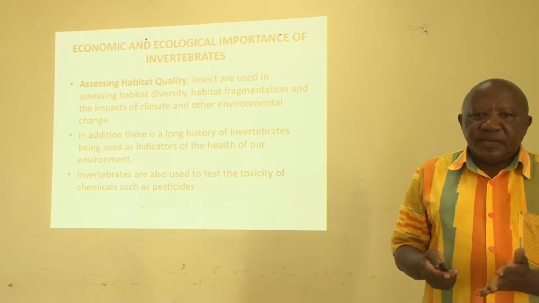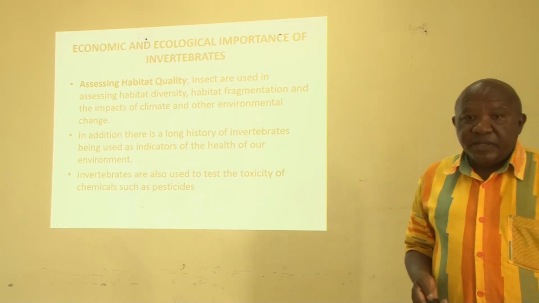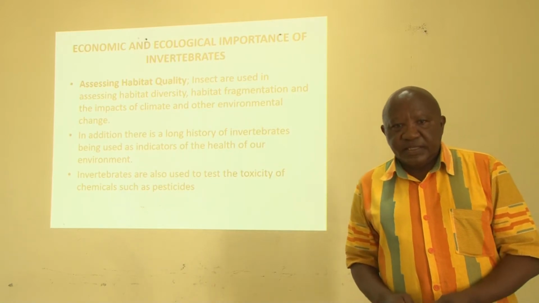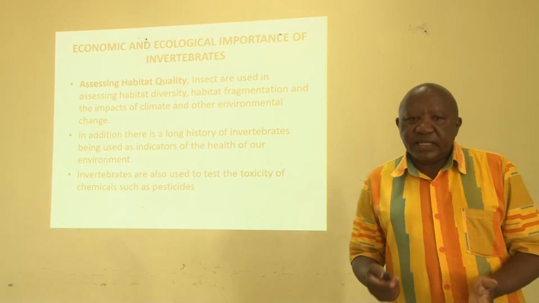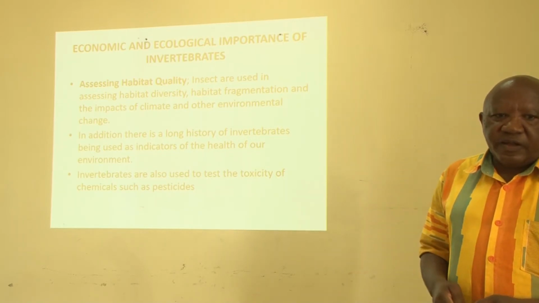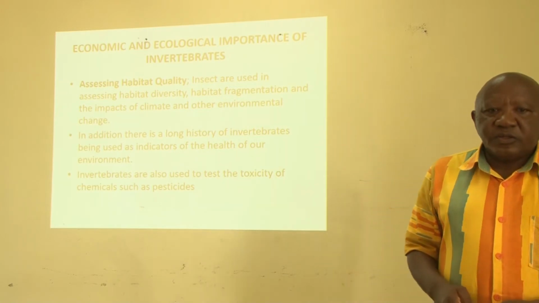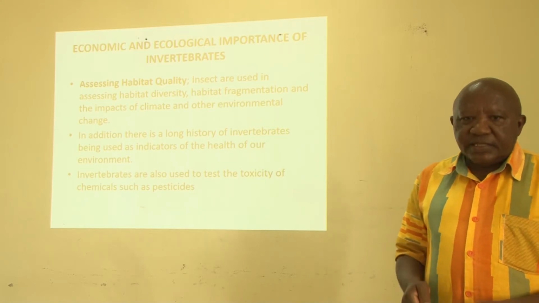Invertebrates are also used in assessing habitat quality. Insects are used in assessing habitat diversity, habitat fragmentation, and the impact of climate and other environmental change. In addition, there is a long history of invertebrates being used as indicators of the health of the environment. Invertebrates are also used to test the toxicity of chemicals and pesticides.